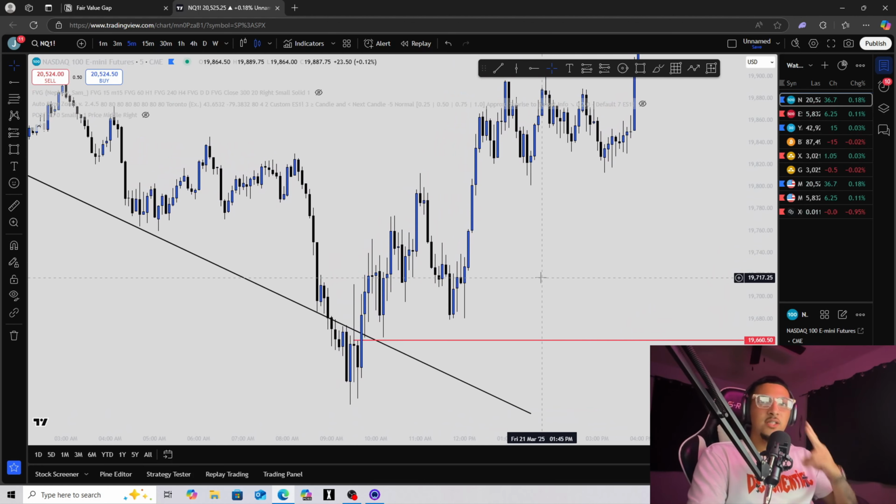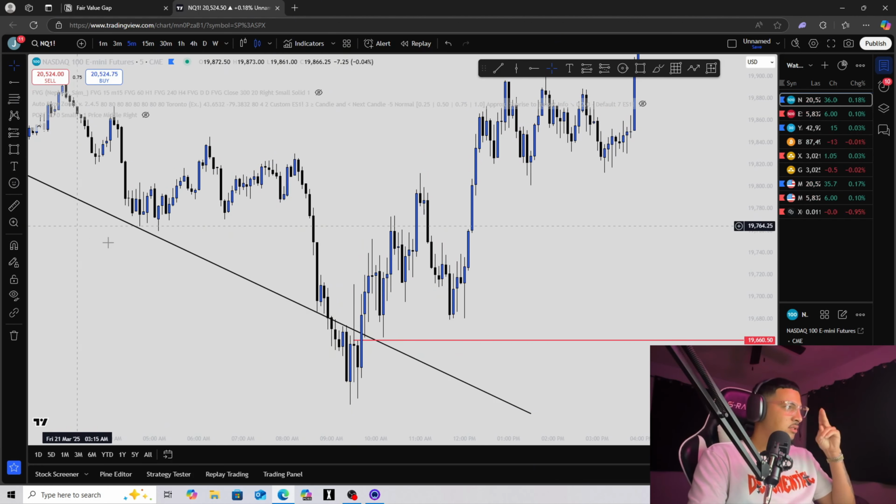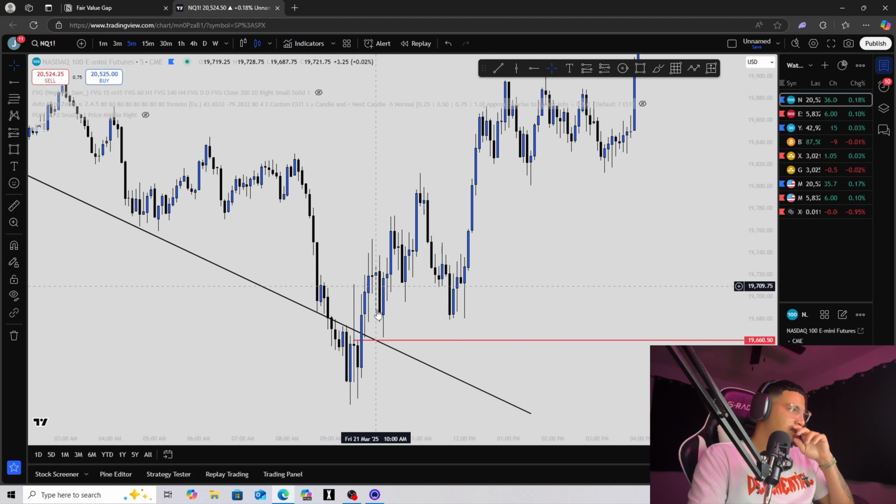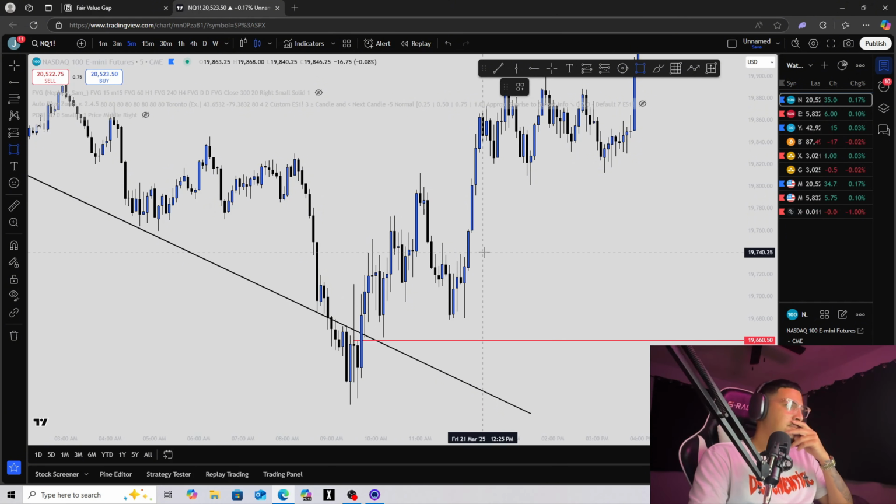Beautiful. So that's two confluences. We broke structure, and the trend line already got disrespected. As you can see, it got disrespected. We got bullish momentum coming in. So what am I looking for now? Buy pressure. We're looking for a fair value gap now. So let's look for a fair value gap on the 5 minute at least.